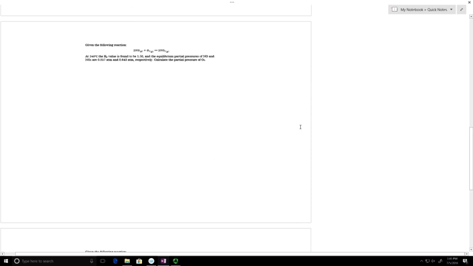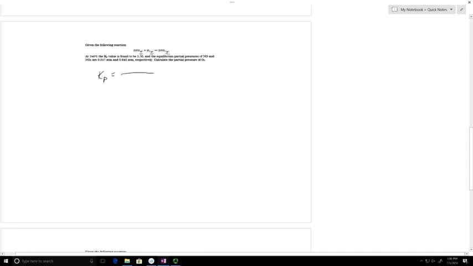The next problem gives us again a reaction and a temperature, and gives us the Kp value, as well as the partial pressures of some of the components. And what we want to do is find what the partial pressure of oxygen is in this reaction. So we have to set up our Kp expression. And again, we have nothing but gas, so we don't have to worry about changing and leaving things out.